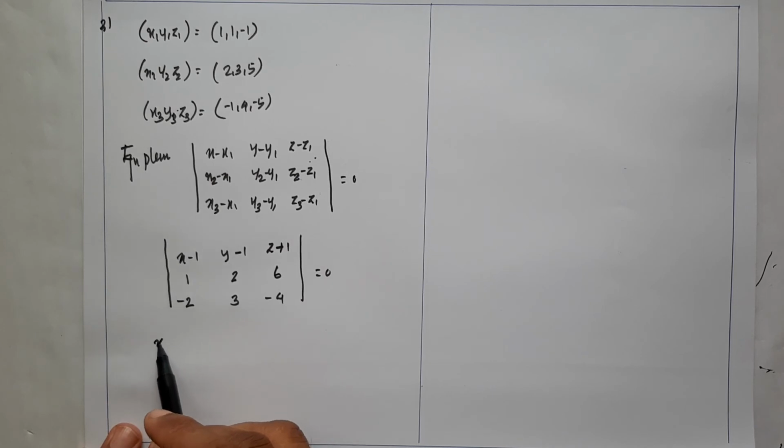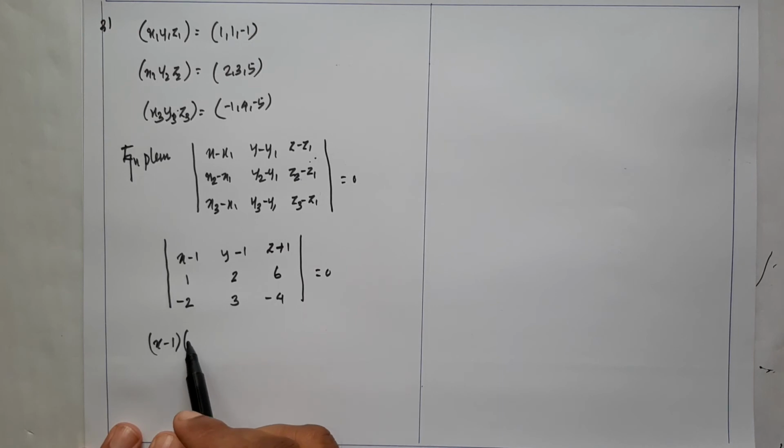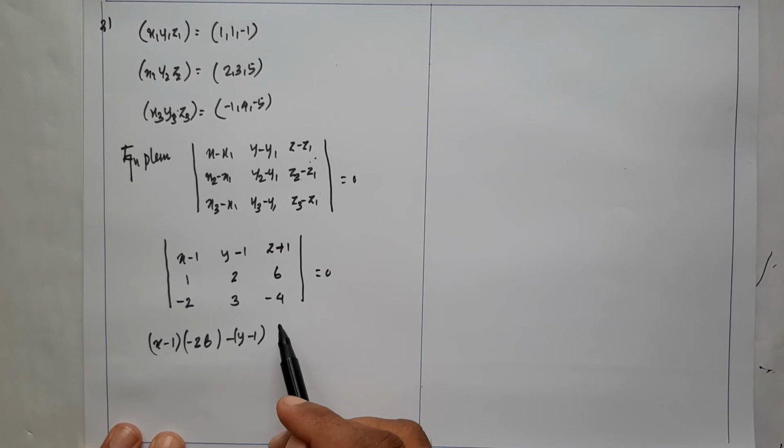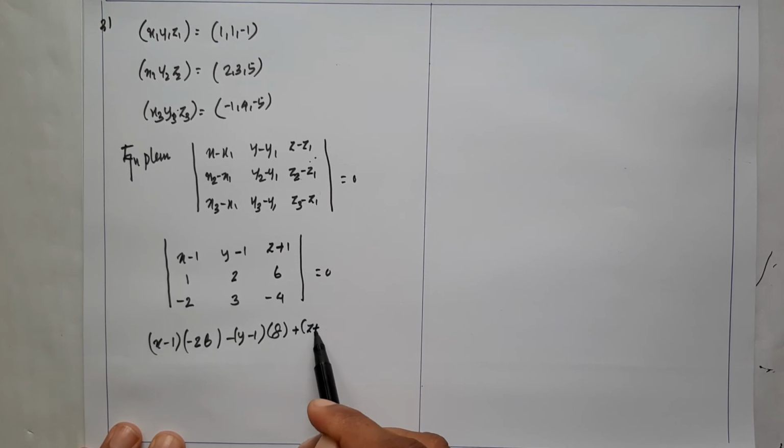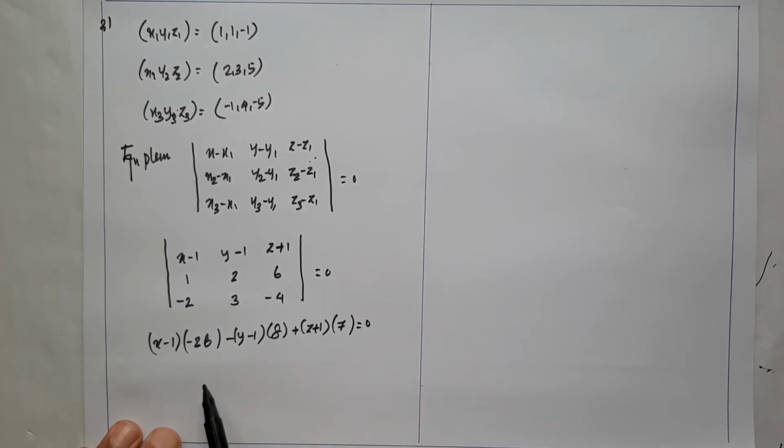Then you find the determinant value, that is x minus 1 into minus 8 minus 18, that is minus 26, minus y minus 1 into, you get 8, plus z plus 1 into, you get 7 equal to 0. Now multiply this term, we get minus 26x minus 8y plus 7z, adding the constants 26 plus 8 plus 7, we get 41.